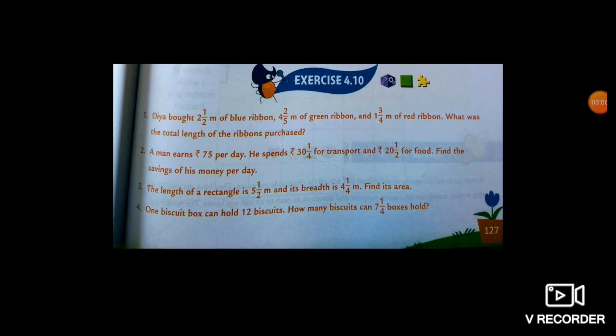Next, exercise 4.10. First question, I'm going to explain how to solve this first question. Dia bought 2 integer 1 upon 2 meter of blue ribbon, 4 integer 2 upon 5 meter of green ribbon, and 1 integer 3 upon 4 meter of red ribbon. What was the total length of the ribbons purchased? So here we apply the addition method, because we find the total length purchased.